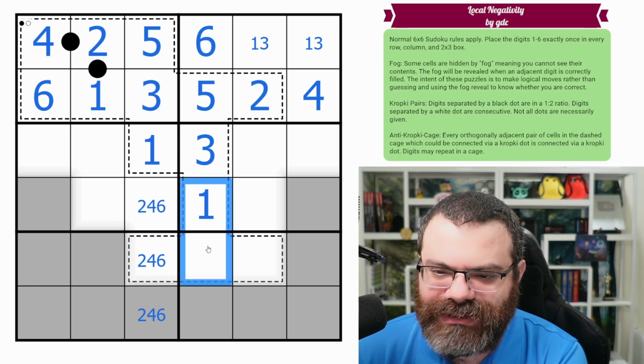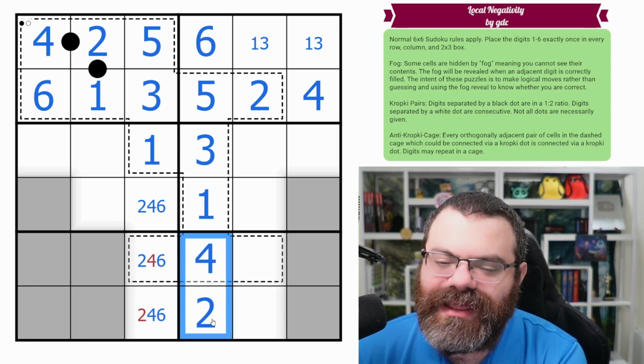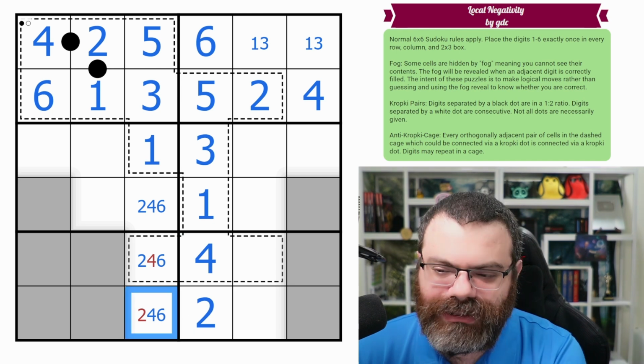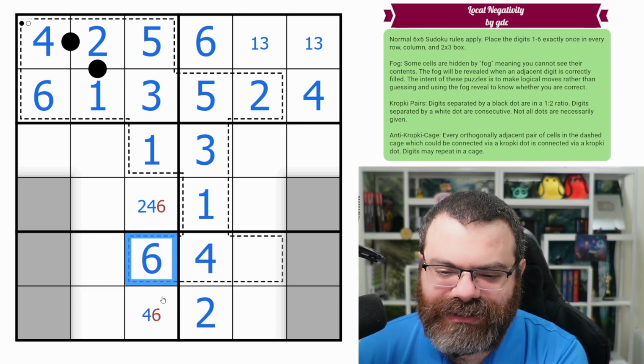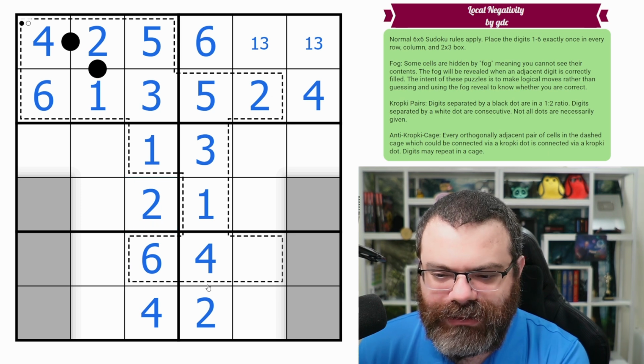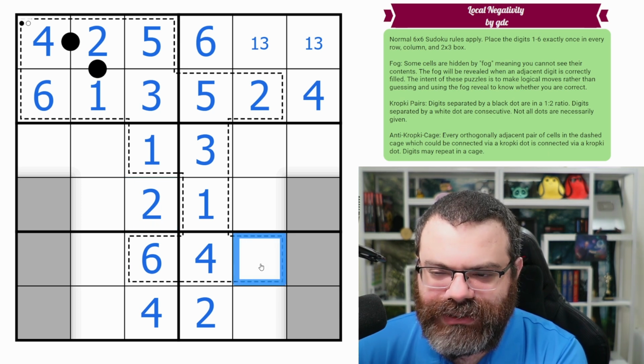And the 2 can't go next to the 1. So the 2 is down here. And then this is our 4. And that's okay because this is outside the cage. That's not 2. That's not 4. Okay, next to 4, we can't put 2. That would need a black dot. So that's a 6, 4, and 2. And it looks like our cage ends here.